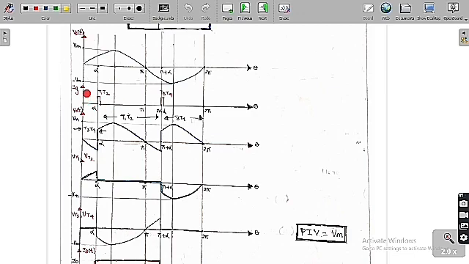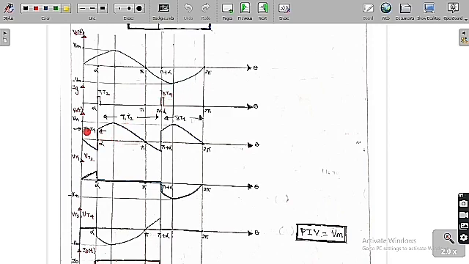Now we are going to give the gate triggering pulses. For T1 and T2 we are going to give them at alpha, whereas for T3 and T4 we are going to give the gate triggering at pi plus alpha. Because T1 and T2 can be given positive triggering only when the source voltage is positive, only in this region they can be given, whereas T3 and T4 can be given positive triggering only when Vs of t is negative. Only in this region we are going to give the triggering for T3 and T4.